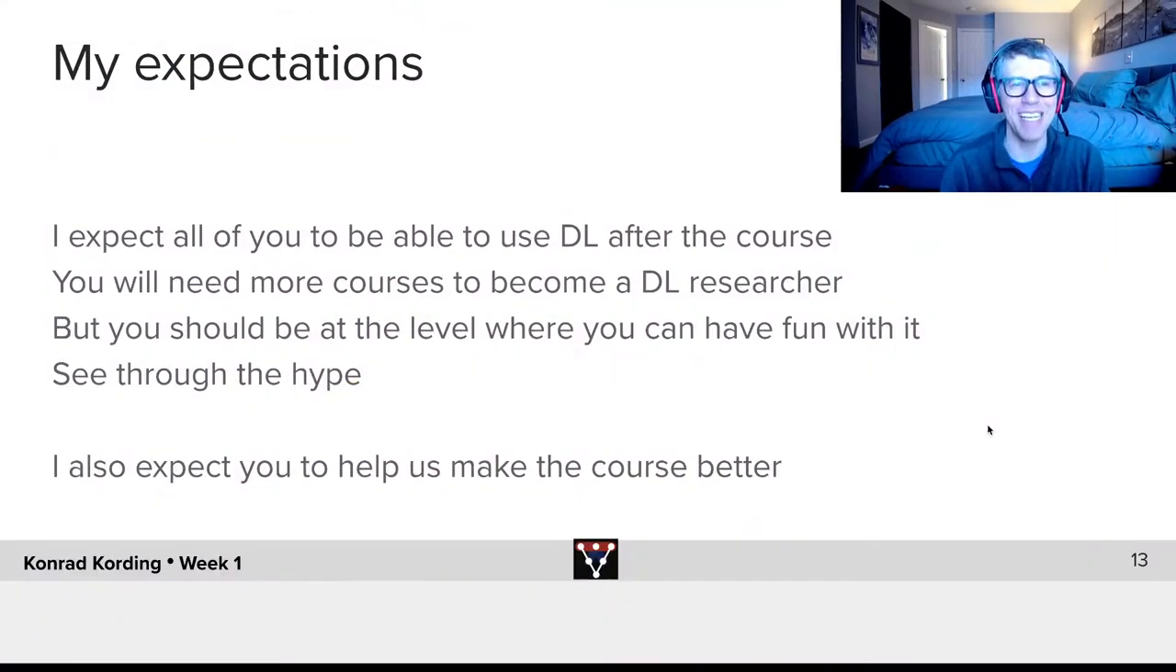So after you discussed your expectations, let me also share my expectations. I expect all of you at the end of this course to be able to constructively use deep learning to solve real-world problems. You will need more courses than just this course if you want to be a deep learning researcher. It's an introduction to deep learning course. But you should be at the level where you can have fun with it and use it and really solve problems with it.